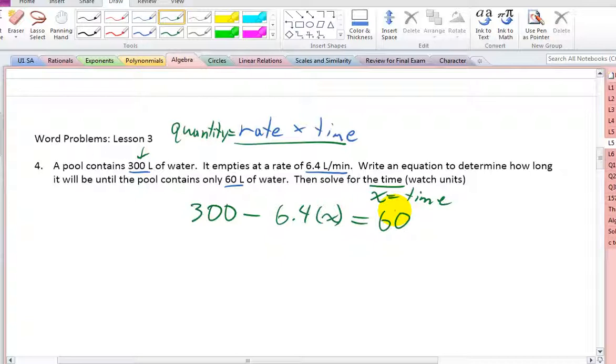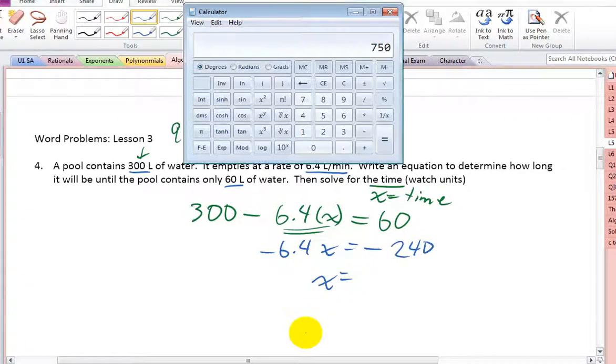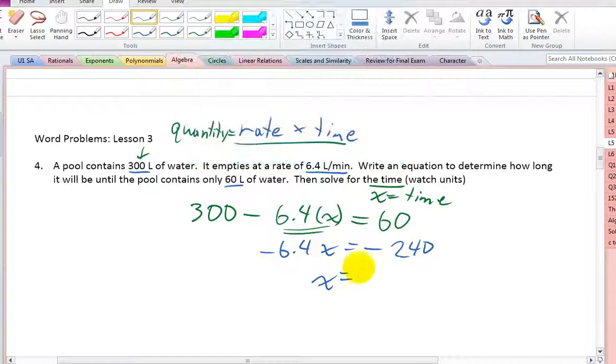All right? So what we have to do is figure out how much to take away by getting our rate times our time. Okay? So then we can solve for that one pretty easy. Negative 6.4x equals negative 240. And so then we can divide by negative 6.4. Oh, so I did 200, thanks. 37.5.